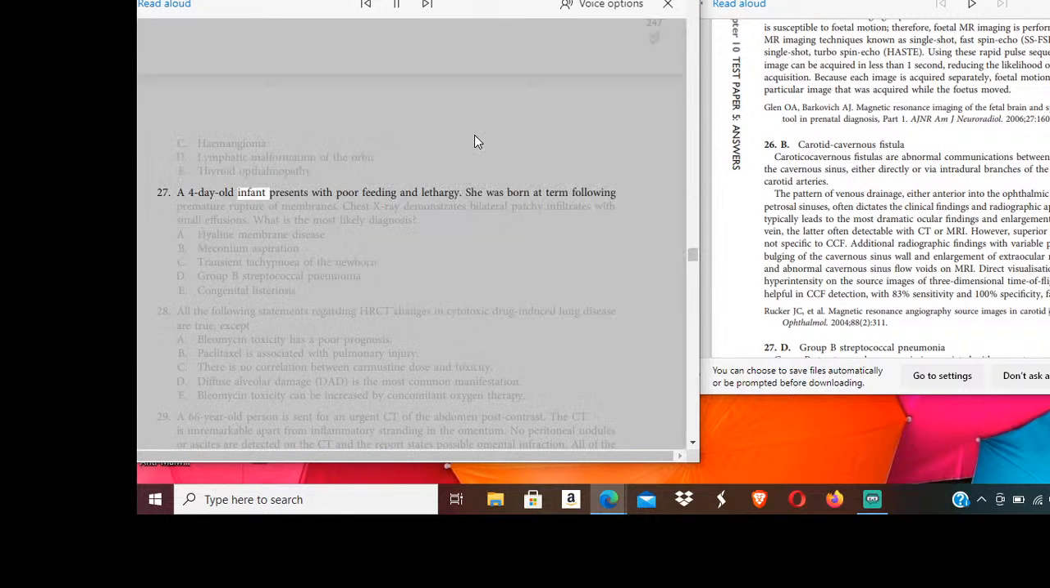27. A 4-day-old infant presents with poor feeding and lethargy. She was born at term following premature rupture of membranes. Chest X-ray demonstrates bilateral patchy infiltrates with small effusions. What is the most likely diagnosis? A. Hyaline membrane disease. B. Meconium aspiration. C. Transient tachypnoea of the newborn. D. Group B streptococcal pneumonia. E. Congenital listeriosis.